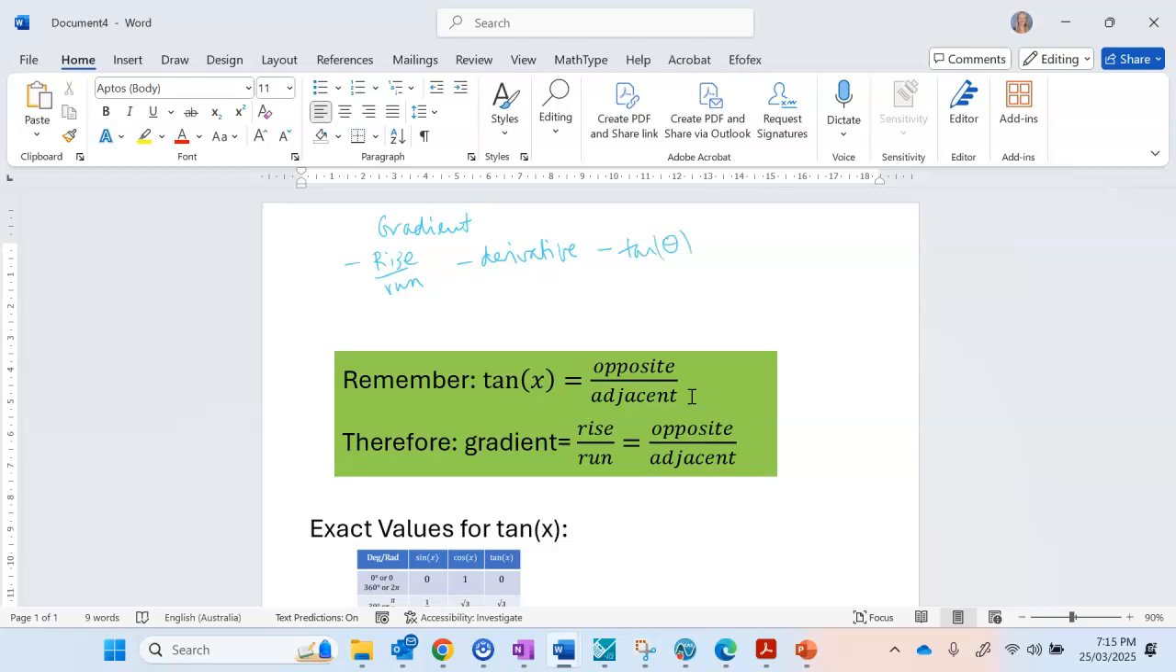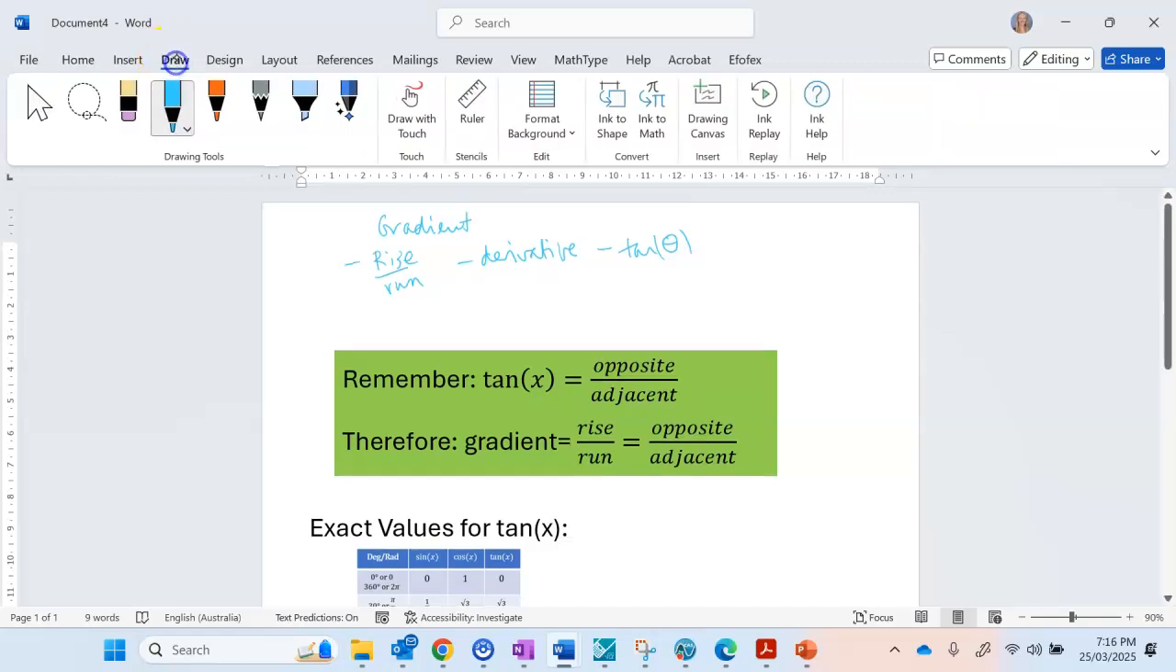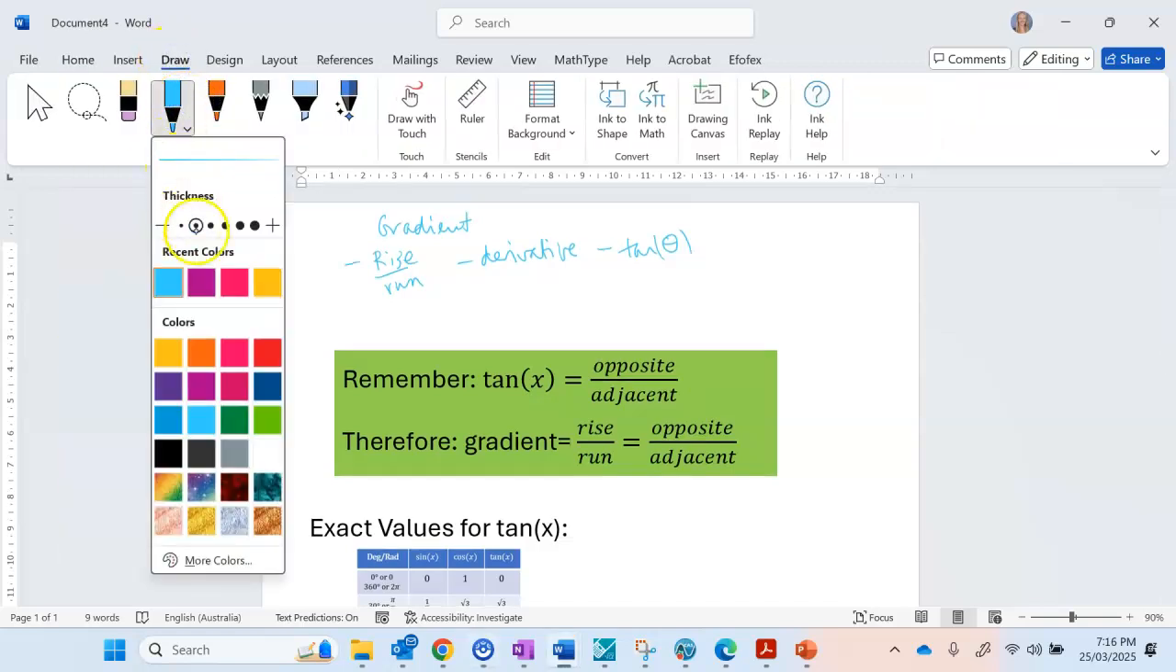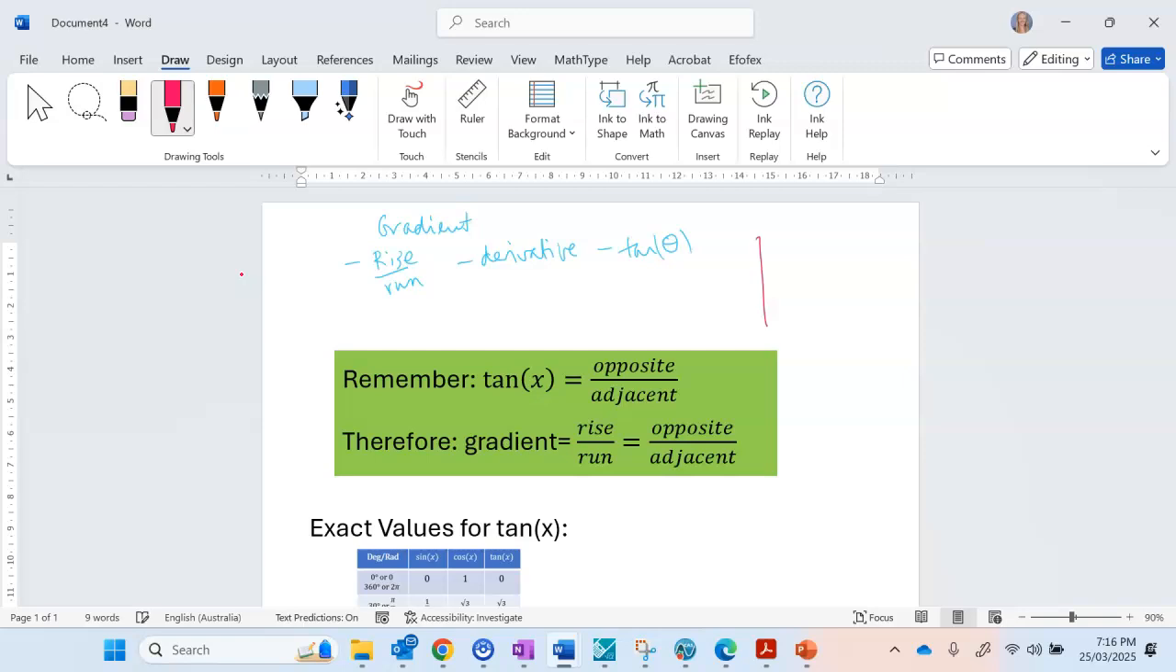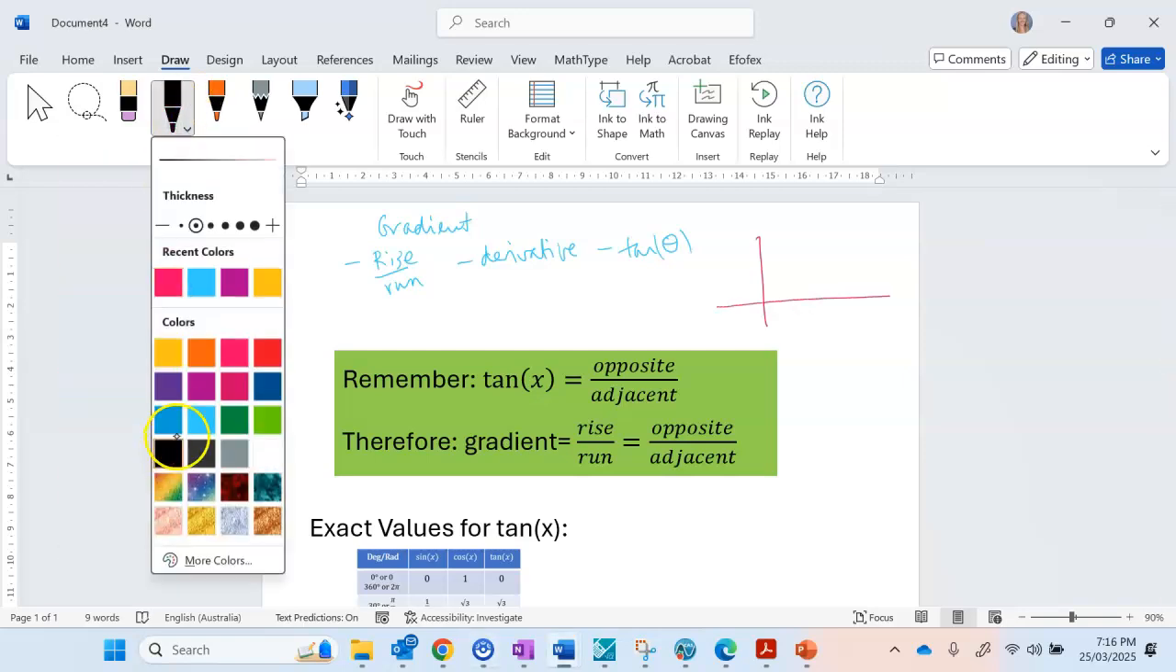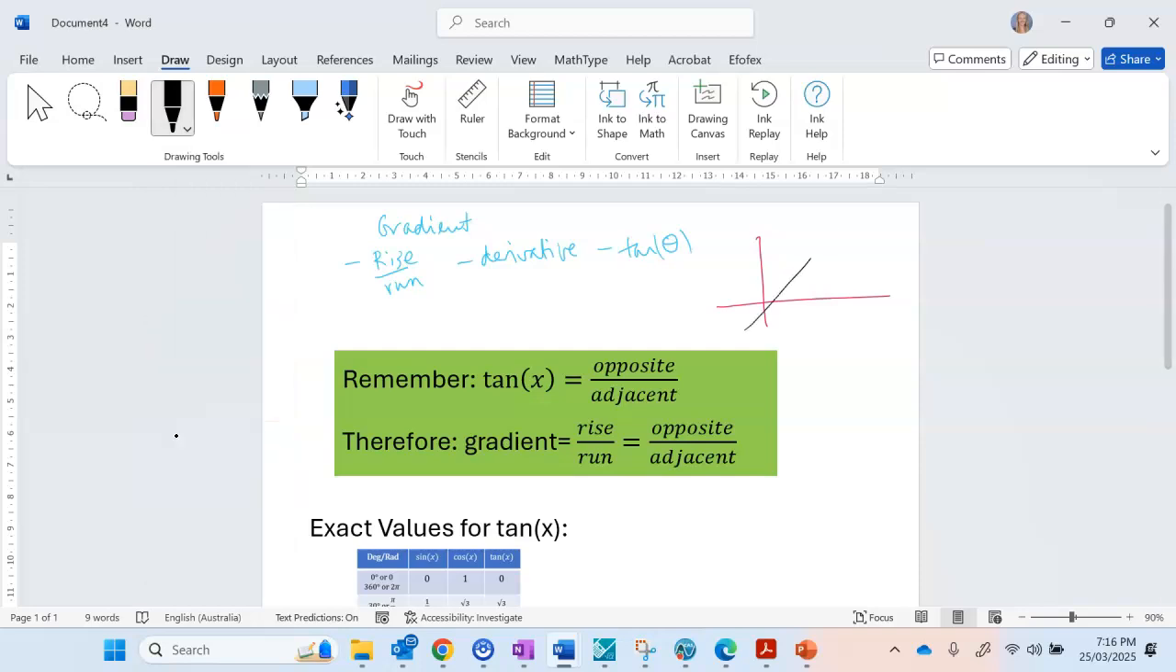Now, you're probably thinking, well, how does tan come into it? Well, let me just draw a quick diagram for you. So if I was to have my axes, and I'll quickly draw a graph. So I went like that. And we wanted to know the gradient. All right, so we would usually just do a rise over run.